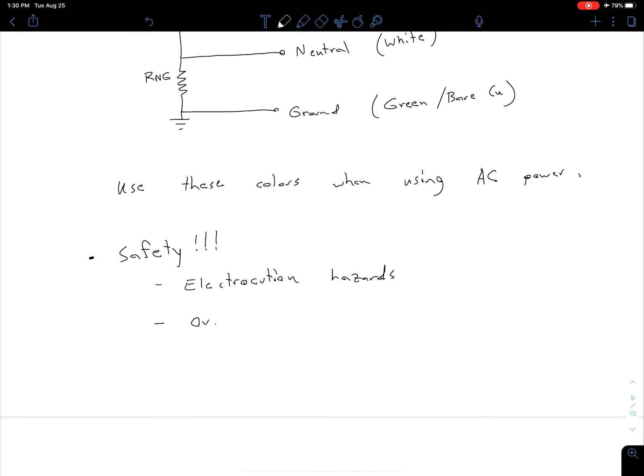We also want to be thinking about overcurrent protection to protect some of our more sensitive parts of our circuit. That can often take the form of a fuse or a circuit breaker. So things like that are typically good design practices.